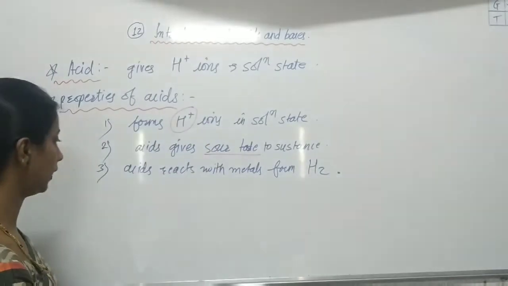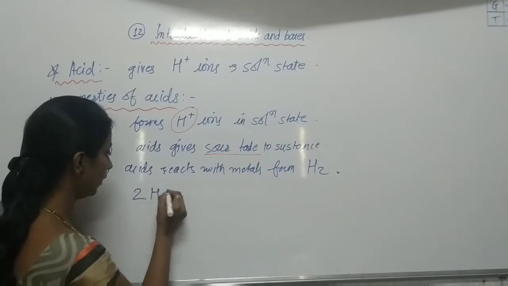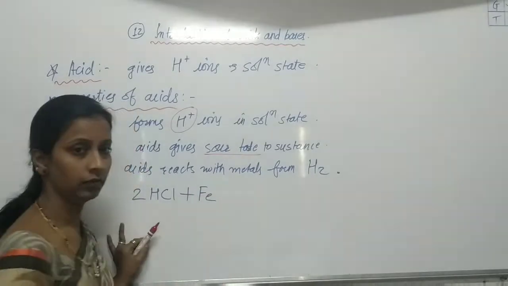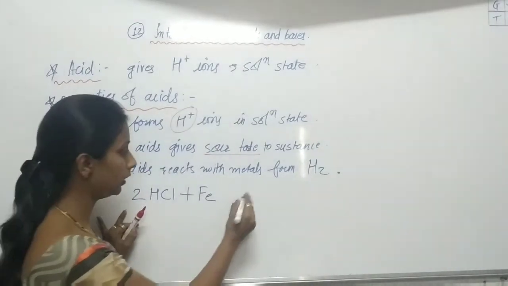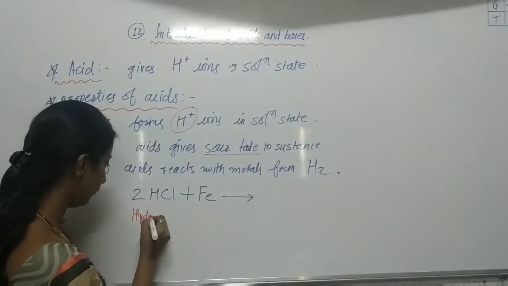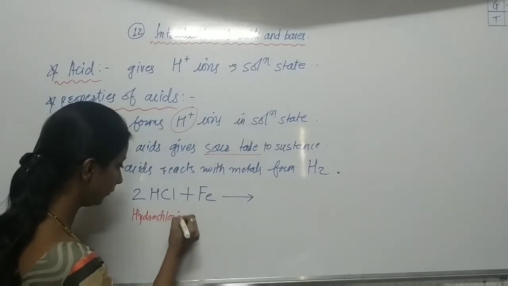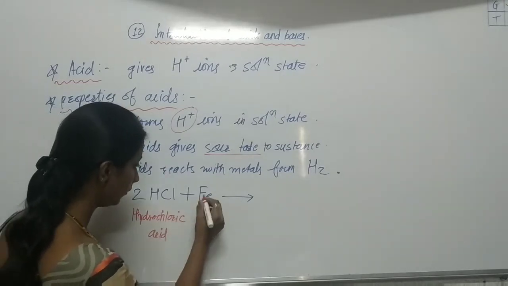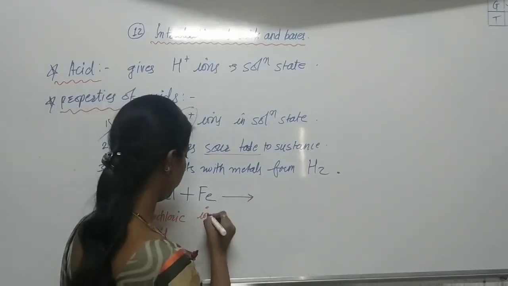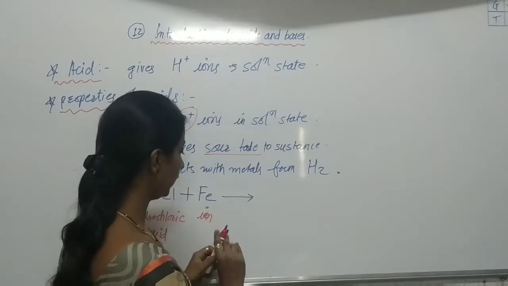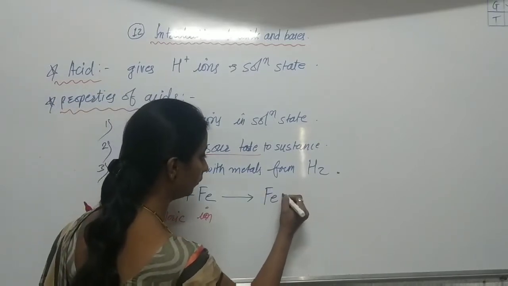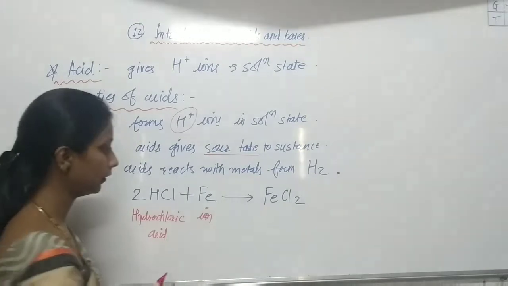Let us see this through an example. Suppose HCl, hydrochloric acid, reacts with Fe. Let us write here the names: hydrochloric acid plus Fe, that is iron. When the acid reacts with iron, it forms FeCl2, that is ferric chloride.